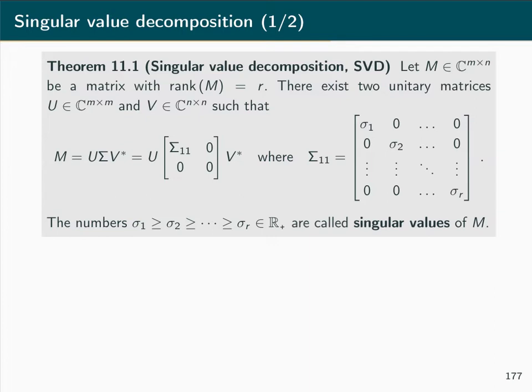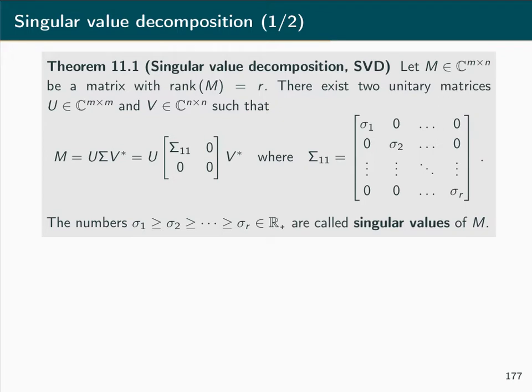The singular value decomposition is defined for any not necessarily square matrix M, where we define R as the rank of M. Then there exist two unitary matrices, U in C^(m by m) and V in C^(n by n), such that M can be written as U times sigma times V star, where the matrix sigma has a special structure as shown here. So it consists of a matrix sigma 1,1 and zeros otherwise.